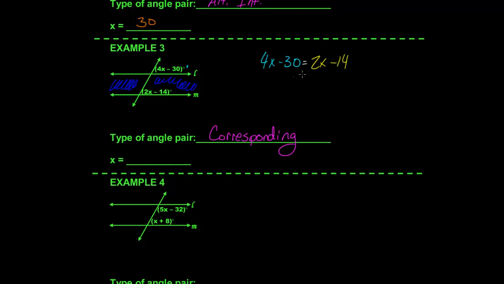Now it's simply working this out. Subtract 2x, subtract 2x. I'm going to add 30 to both sides. We will have a positive 2x. The 30s will cancel, and on this side we will be left with a 16. Divide both sides by 2. X equals 8.